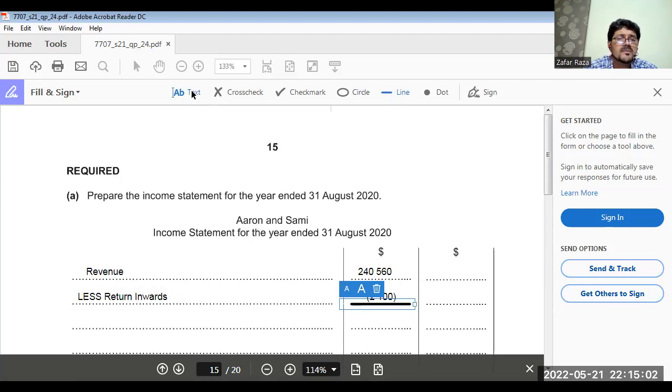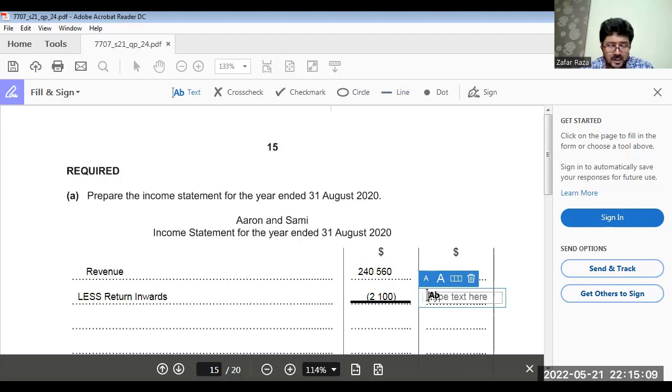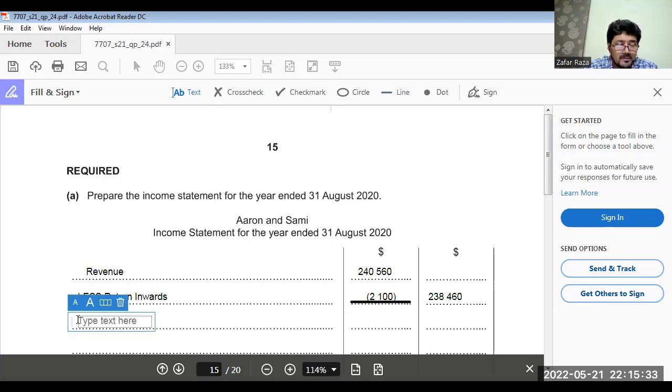This is how much? 240,560 minus 2,100 is 238,460. Done.